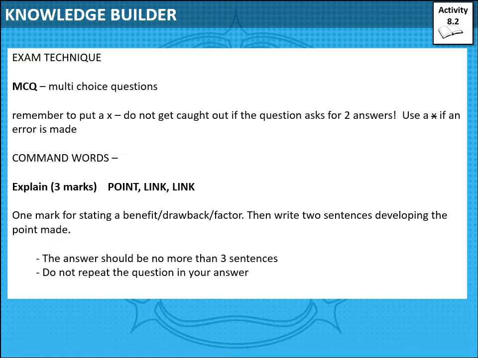You've got your explain 3-mark questions. Make sure you make a point. So what could be explain a benefit of or a drawback, and then 2 sentences developing the point. So 1 point for the benefit or issue that you've got, and then 2 explaining why it's a benefit or why the issue is a drawback. General rule all the time: 3-mark questions, 3 sentences.